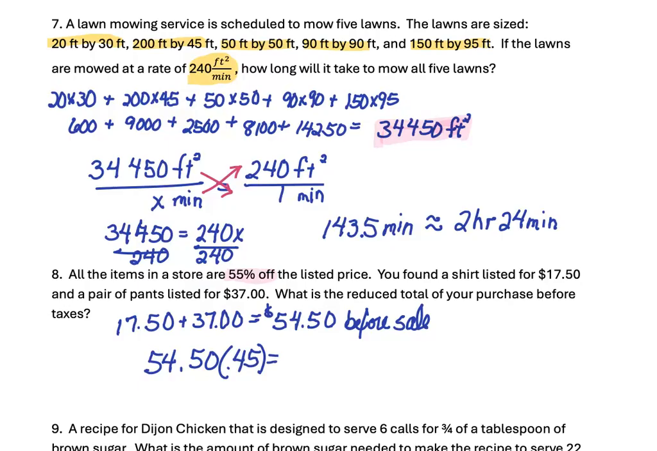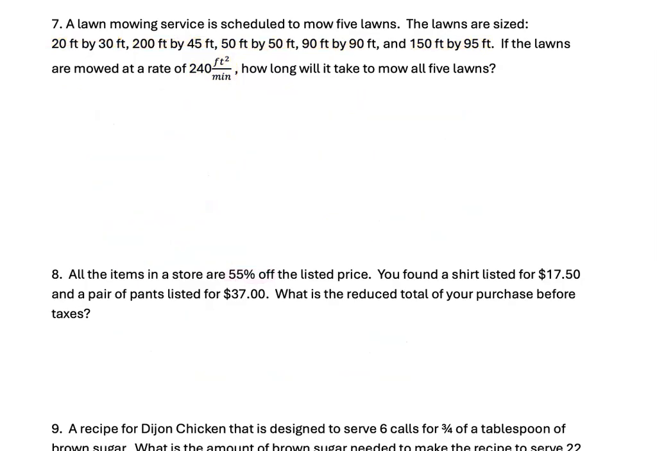And when we do the arithmetic and type this in our calculator, we get 24.525. And this is a dollar amount. So we want to round this off to the nearest penny. So that should be $24.53. And that's going to be our total price, rounded, that we pay. Okay, I'll stop there.